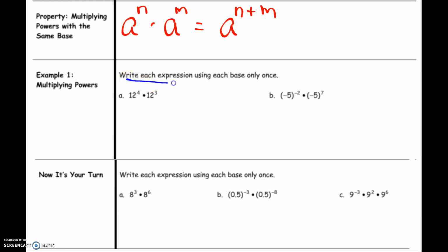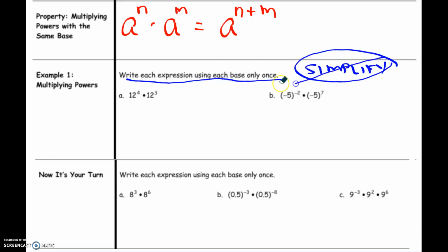Example 1 says, write each expression using each base only once. Notice it doesn't say simplify. Simplify means make it as simple as possible. This problem just wants you to write it out with the same base. So in part A, I notice there's a 12 to the 4th and a 12 to the 3rd. The bases are the same. All I have to do is add the exponents. My answer is 12 to the 7th. That's it. I don't want you to figure out what 12 to the 7th power equals. I just want one answer with one base.